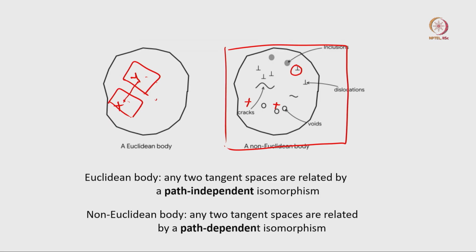But in a non-Euclidean body, like a Riemannian body like this, any 2 tangent spaces, tangent space, right, a local descriptor of what is happening just in the infinitesimal neighborhood of a point, right. So any 2 tangent spaces are not relatable by a path independent isomorphism. Here the relationship between these tangent spaces will depend on the path by which you go from this cross to this cross, right. So that is a very major difference.